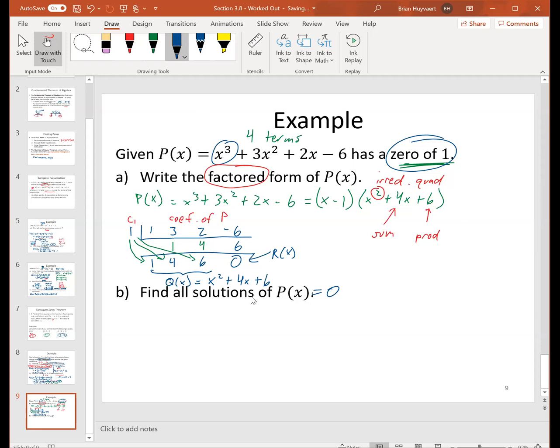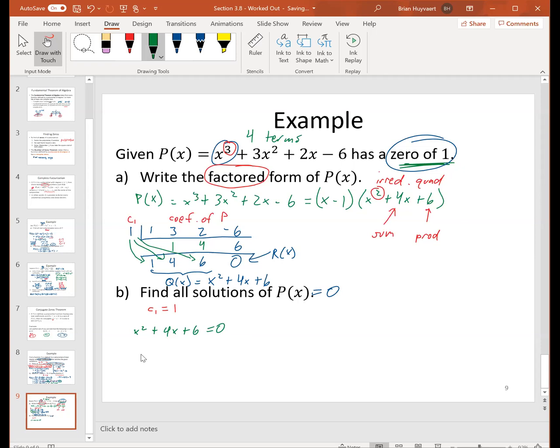A function doesn't have solutions. It has zeros, right? But it doesn't have solutions unless you make it an equation. So set the function equal to 0. Okay, so let's find all solutions to that. So one of them is 1. So we said, okay, the first one was given to us. C1 equals 1. But this is a degree 3 polynomial. There should be 2 more. And those are going to come from this other factor, right? We've got to figure out what makes x squared plus 4x plus 6 equal to 0.